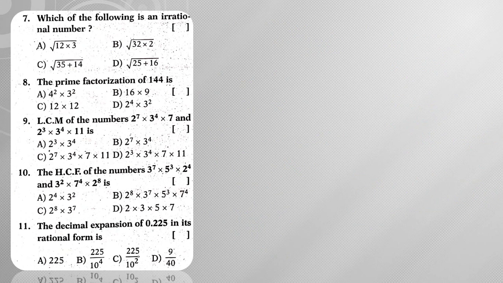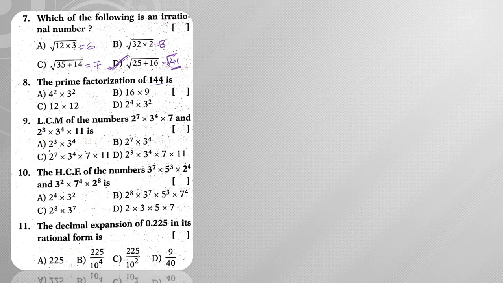Which of the following is an irrational number? Square root of 12 into 3, so 12 threes are 36. Square root of 36 is 6, which is a rational number. 32 twos are 64. Square root of 64 is 8. Next, 35 plus 14 is 49, so square root of 49 is 7. Next, 25 plus 36, which is nothing but root 41. Again 41 is a prime number, right? So square root of a prime number is irrational. Hence option D will be my answer.